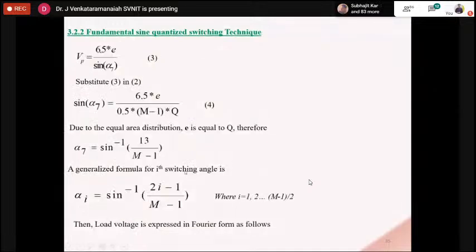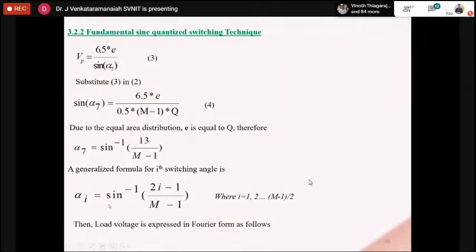When you equate both, you can attain this value. Like this, when you substitute equation 3 into 2, you can get alpha 7. Similarly, for I levels, alpha i is sine inverse of (2i minus 1) by (m minus 1), where i is 1, 2, till (m minus 1) by 2. Like this, you can simply get the alpha i values.